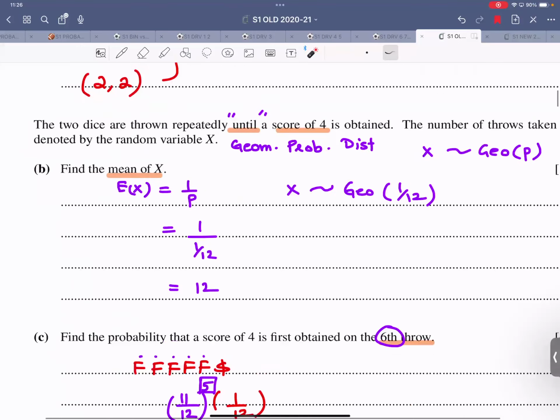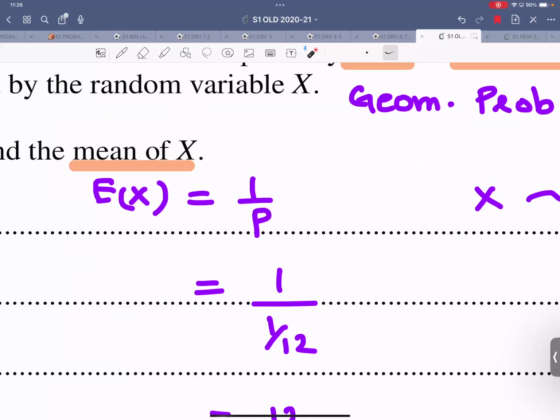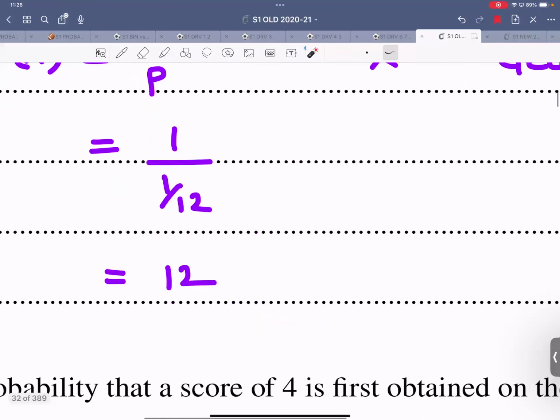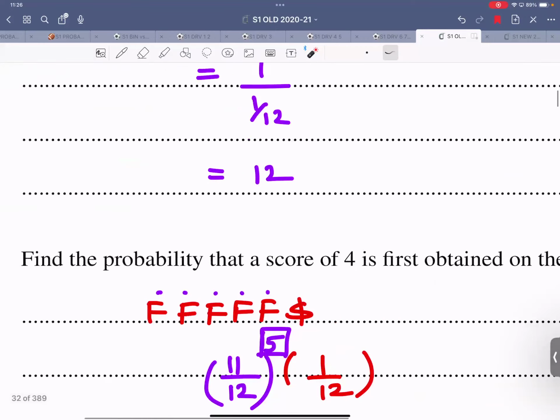What is the formula over here? In geometric, we are only considering the formula for expectation because that's part of the syllabus, which is the reciprocal of the probability of success. We are not interested in the formula for variance because variance is not part of the syllabus for geometric. For binomial, both are part of the syllabus, but for this, only this. So find the mean of x. The reciprocal of 1 over 12 comes out to be 12. That's the first basic thing.